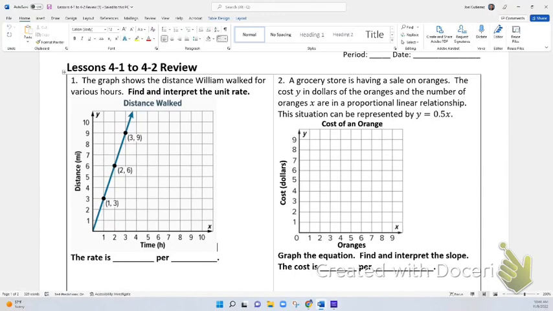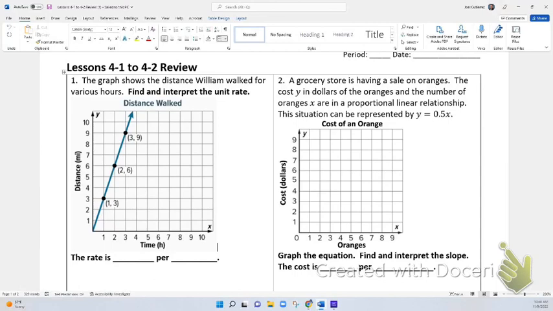So for those of you who remember from 2 weeks ago, unit rate is how fast William can walk in just 1 hour, okay? Or how many cheeseburgers he can eat in 1 hour, or how many girlfriends he had in 1 week, right? Unit rate always has the 1 as the denominator.